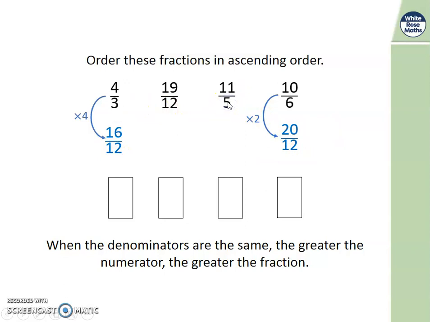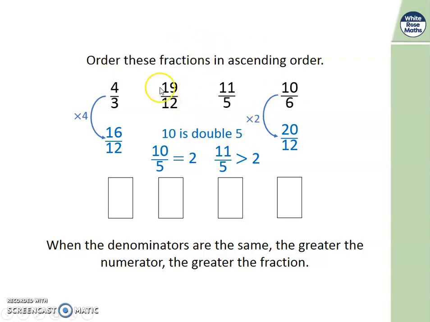Let's have a look then at this one. Think why I don't need to worry about this one. If you have a look at this one, how many 5s would go into 11? Well, we can see that double 5 would be 10. And this is more than that, isn't it? So 10/5 would be equal to 2 whole ones. So then 11/5 must be greater than 2 whole ones.